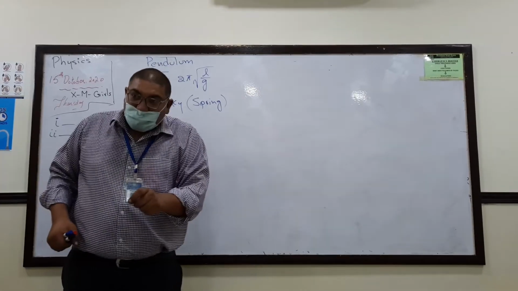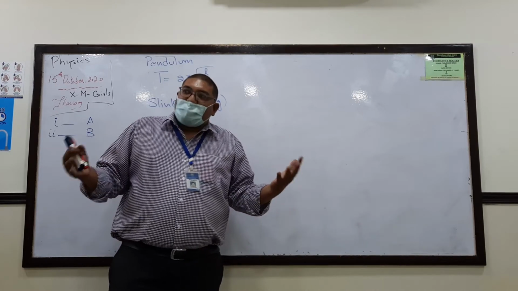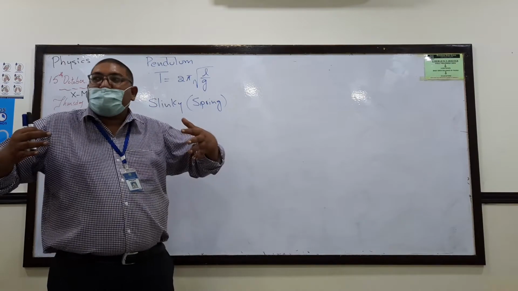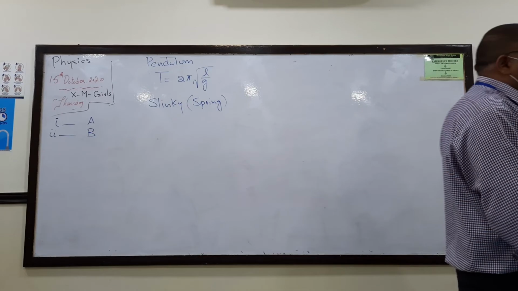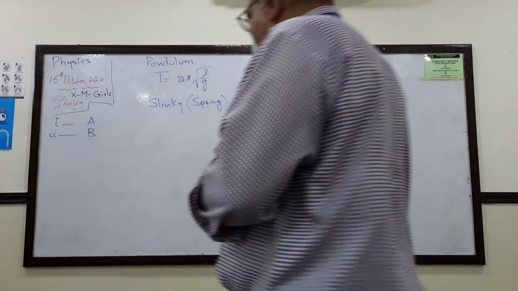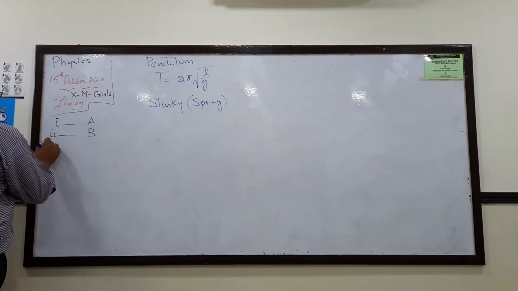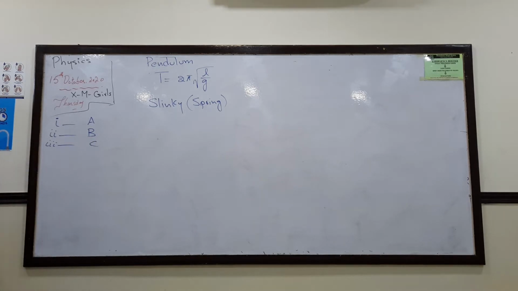So that spring, whose famous name is Slinky, is a very good example in which you can create both types of waves. Transverse waves can be produced in it, and longitudinal compressional waves can also be produced in it. What are the options? A, a string. B, a ripple tank. C, a helical spring Slinky. D, a tuning fork. So for the third one, I told you Slinky. So C is the choice.